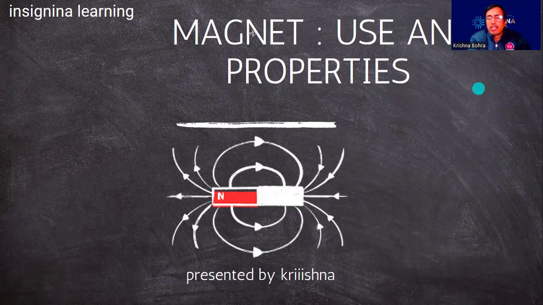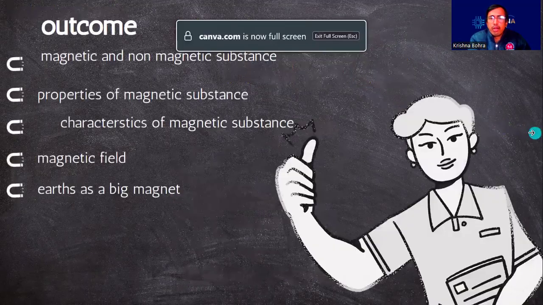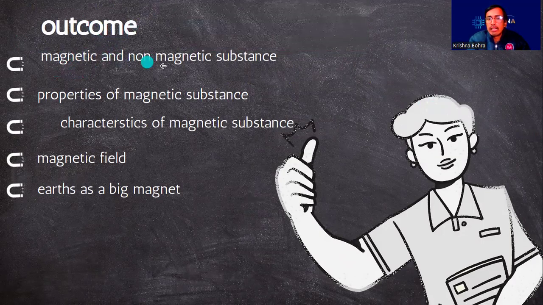In this particular class, we are going to understand the magnet. We are going to unlock the mystery of the magnet. The outcome of this class will be magnetic and non-magnetic substances. We will be looking at the properties and characteristics of magnetic substances, and understanding the magnetic field. And then finally, understanding Earth as a big magnet.